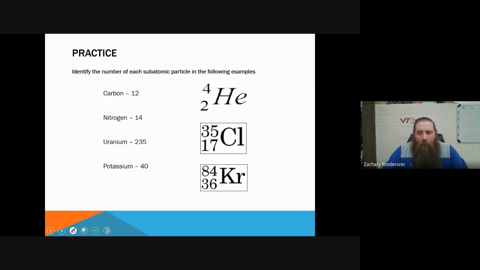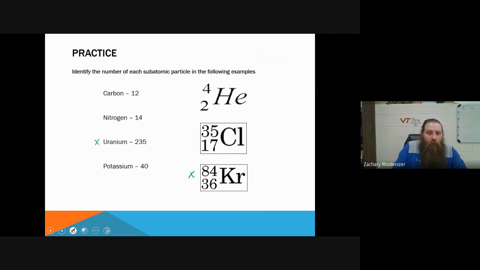Now you can practice some of these. I'm giving you these too. I'm going to do 2 of them with you, one from each side, and then you do the rest. Hopefully this will be pretty easy, but I'm going to do uranium-235 and krypton 84.